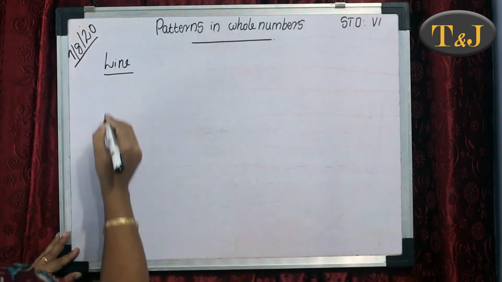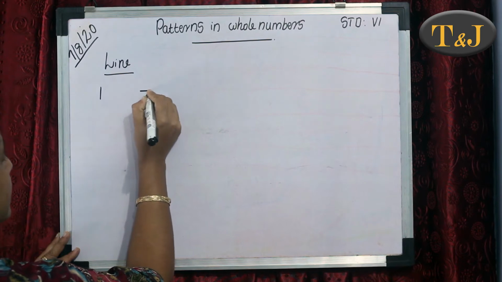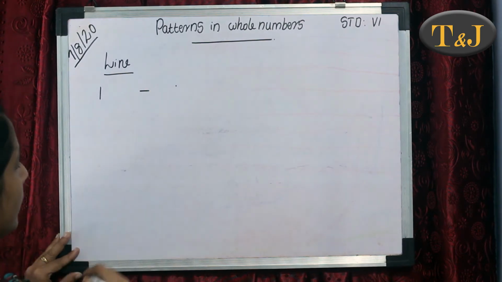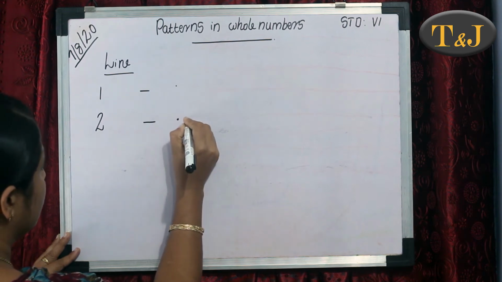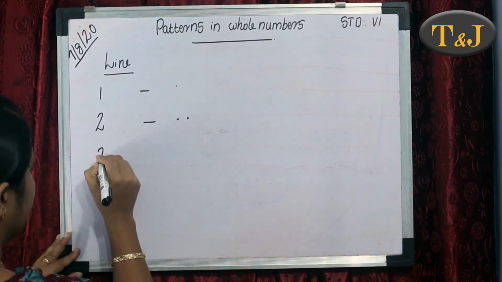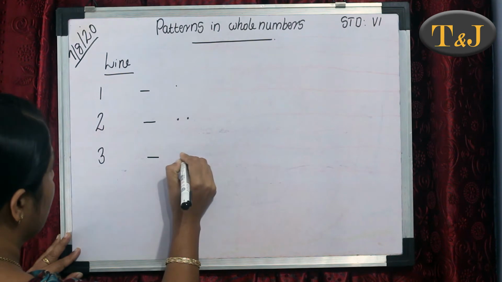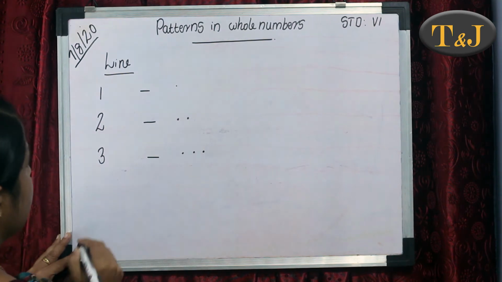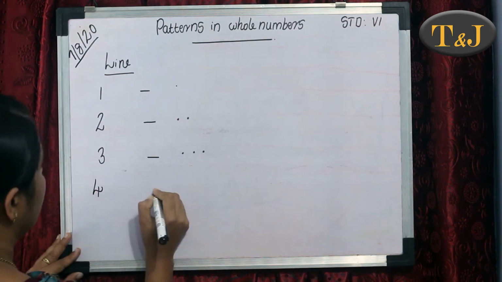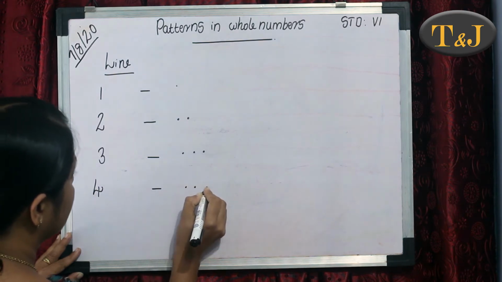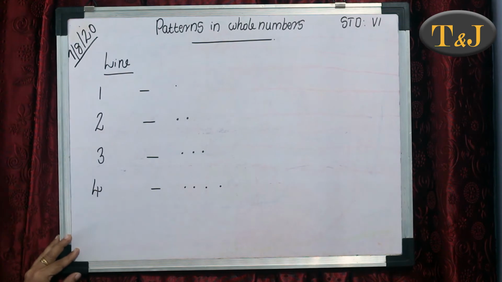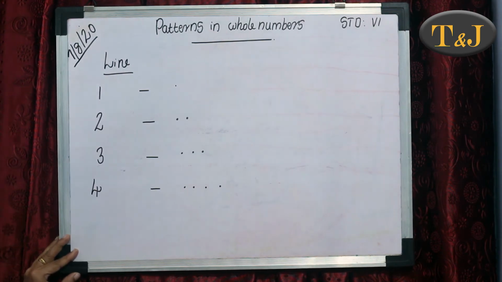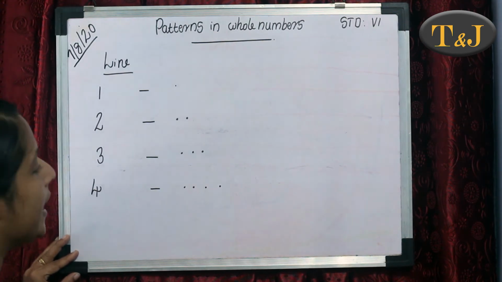First we take the number 1, then it represents 1 dot. Then taking 2, it represents 2 dots. Then taking 3, it represents 3 dots. Then taking 4, it represents 4 dots. That means for every number we can represent the patterns in whole numbers as a line. So a line can be represented for every whole number.